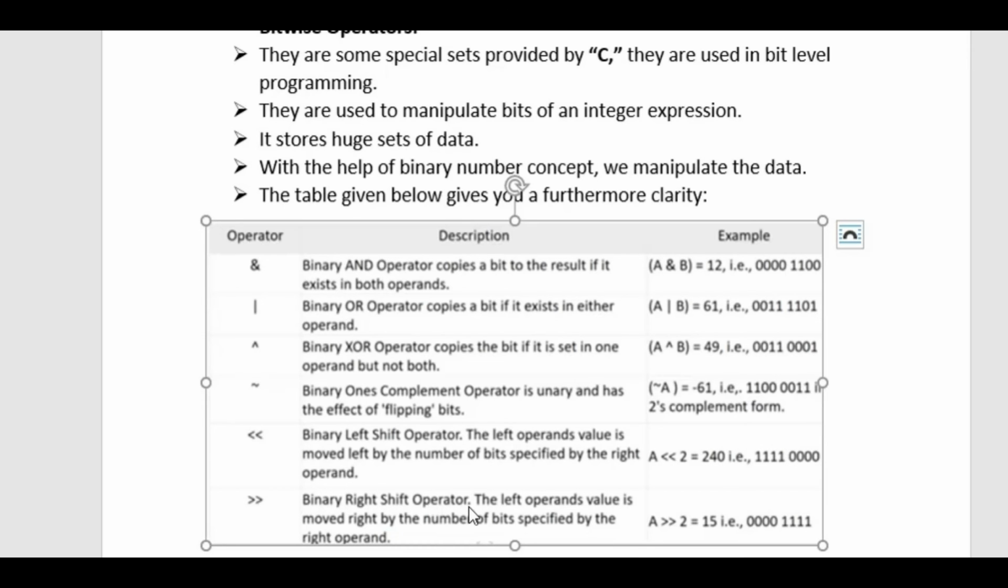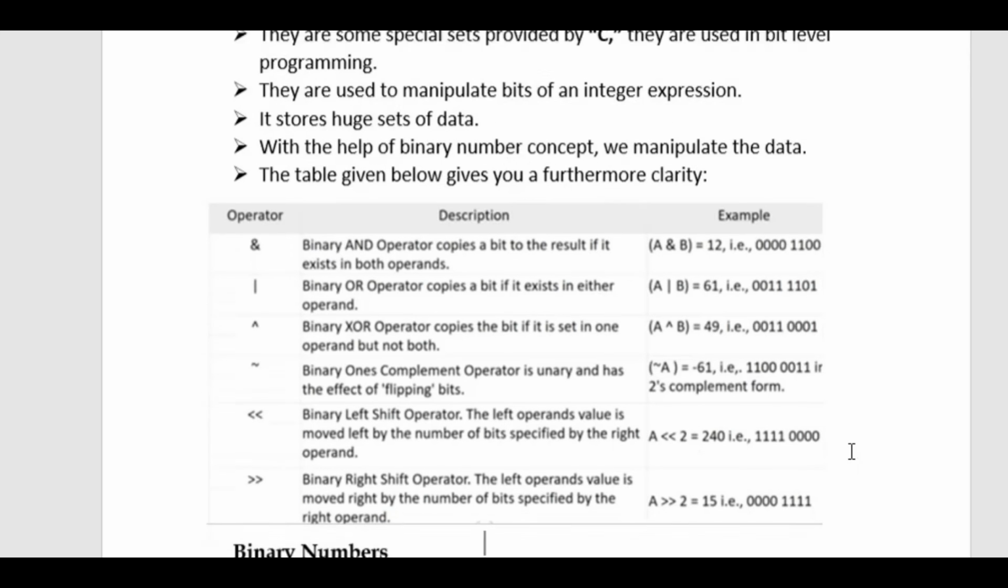Binary right shift operator. The left operand value is moved right by the number of bits specified by the right operand. A right shift 2 equals 15. So this 15 will be moved by two digits. Okay, I will go down and discuss the binary numbers.